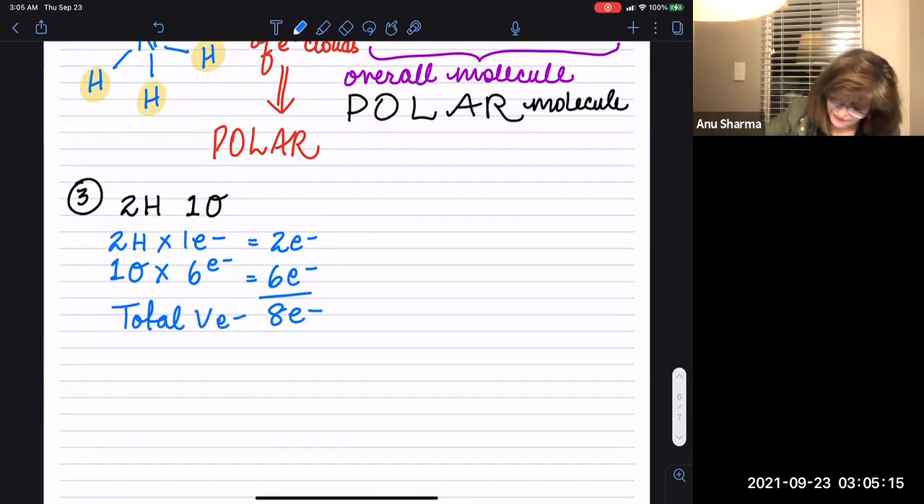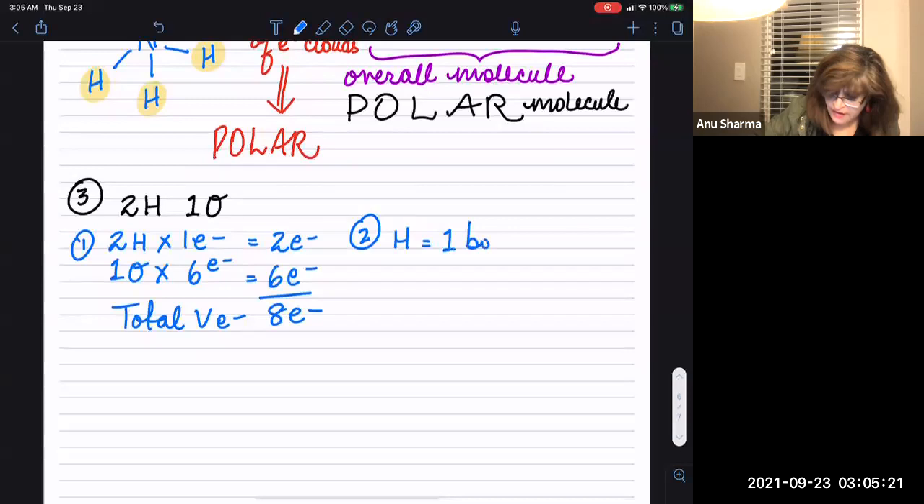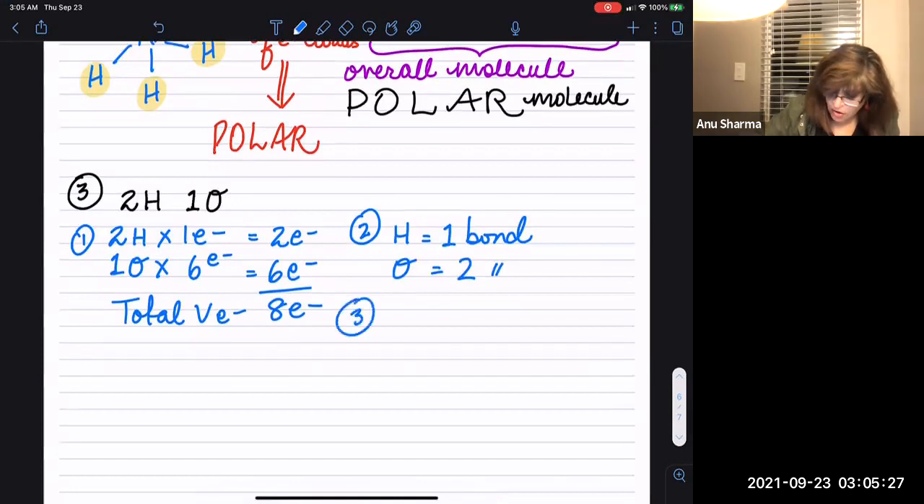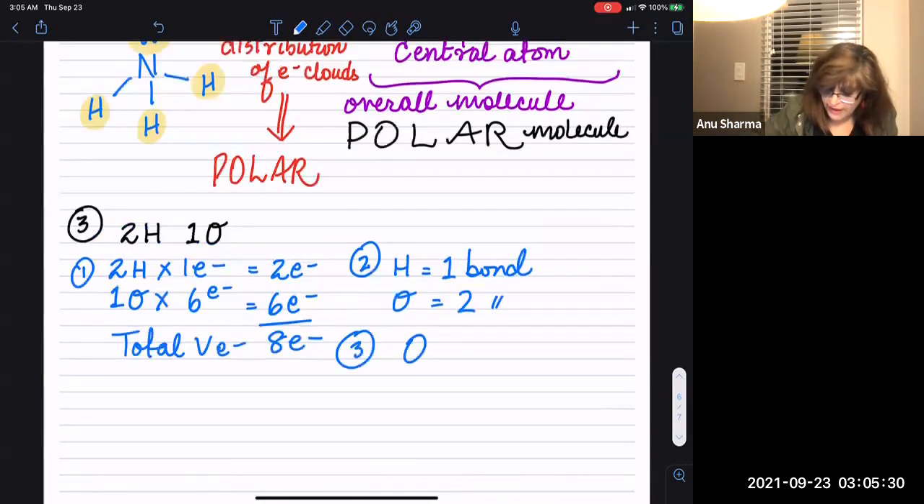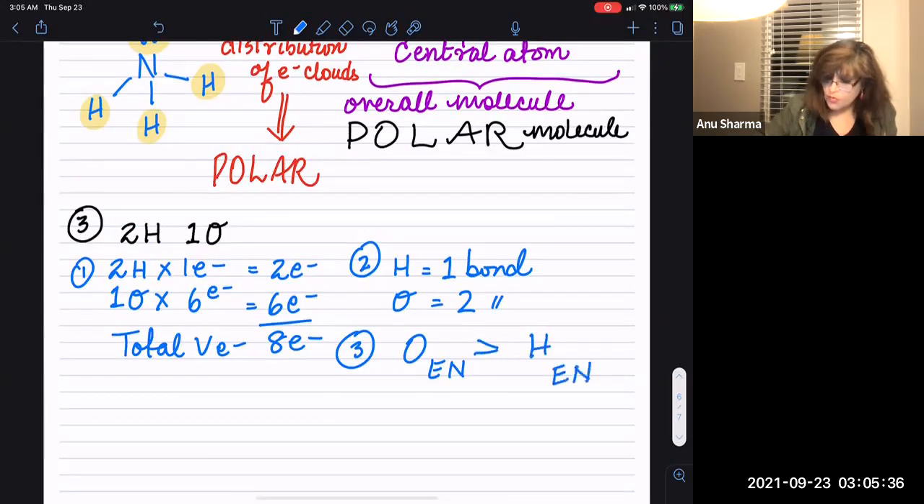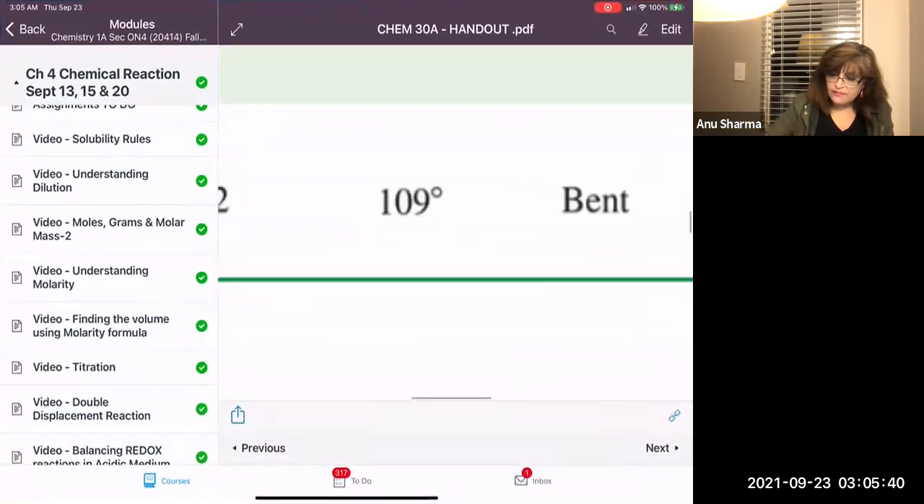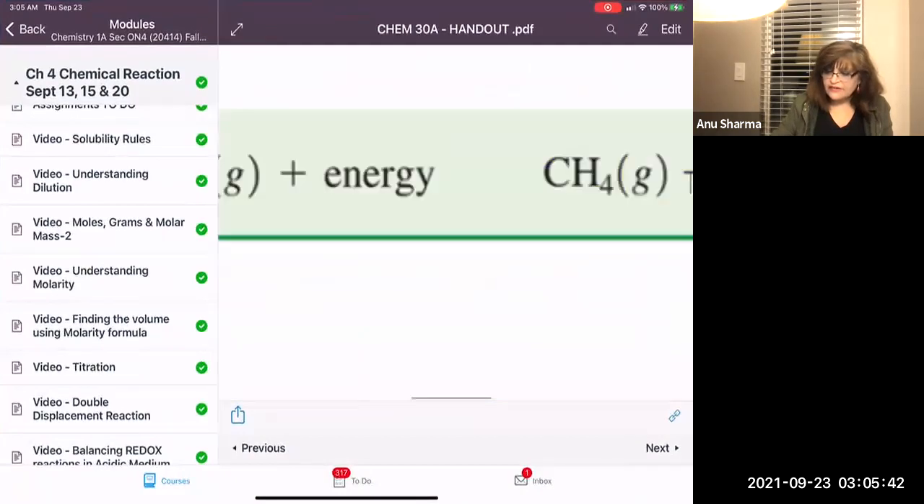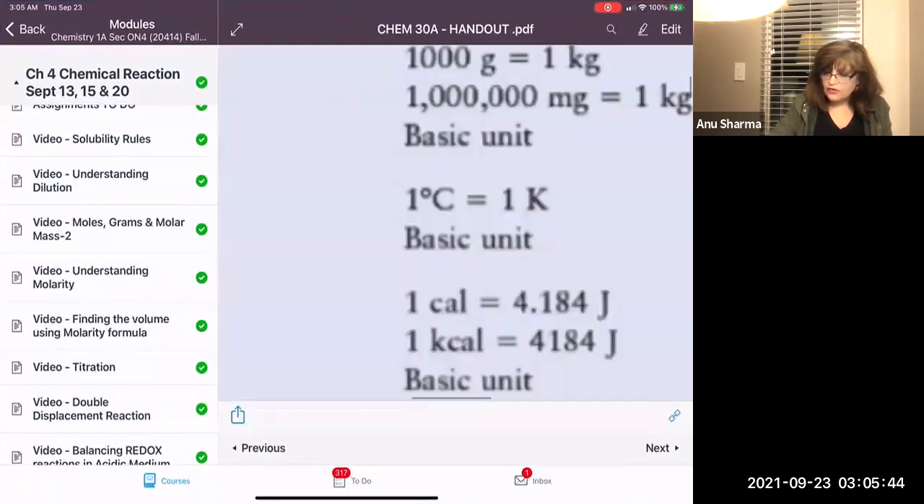Next is the bond formation. Hydrogen will only make one bond, but oxygen makes two bonds. So who's going to be in the center? Oxygen, although it has a higher electronegativity than hydrogen. Always remember, even if you don't know the numbers, at least by this time, you should know the electronegativity trend.